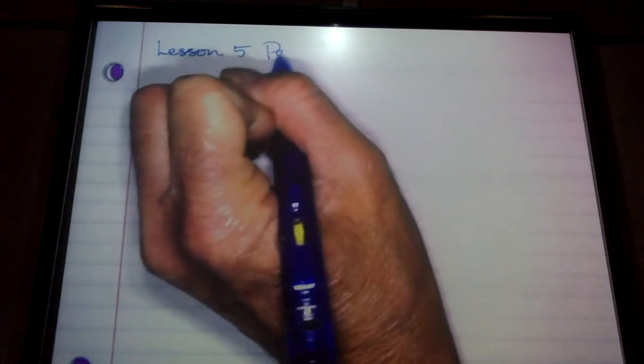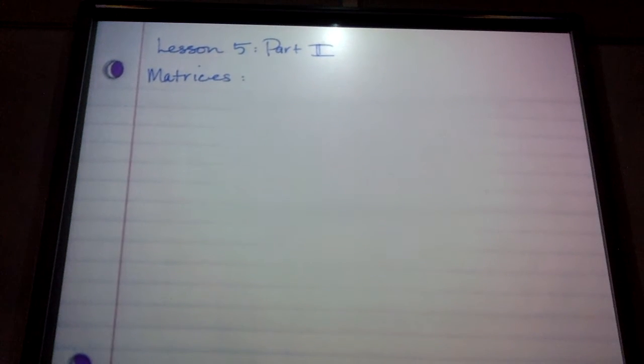Algebra 2, there is something I left off by accident from Lesson 5. So this is Lesson 5, Part 2, and it is still on matrices. Guys, I left off 2 pieces, and I have to make sure you know them because it is on your homework. So here we go.